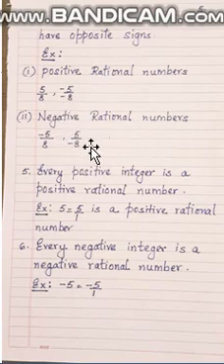Negative rational numbers have opposite signs in the numerator and the denominator. Minus sign in the numerator, plus in the denominator. Here it is plus 5 by minus 8. So plus sign in the numerator, minus in the denominator.